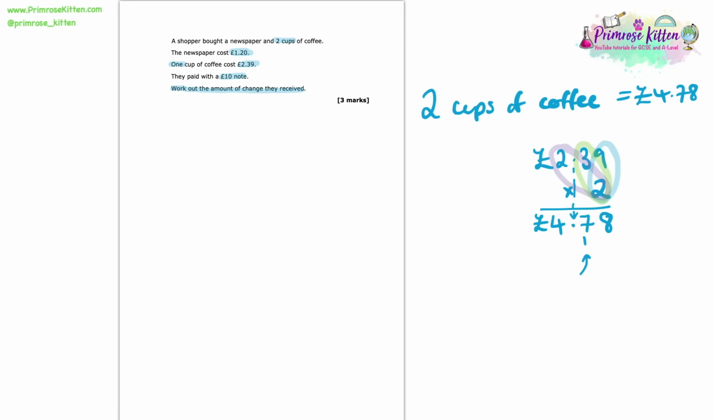So now we need to think, well, how much do we spend in total? So we've paid £4.78 for the 2 cups of coffee, but we've also bought a newspaper. So if we add those 2 numbers together, we will get the cost that we've spent in total. So 8 plus 0 gives us 8, 7 plus 2 gives us 9, put the decimal in the same place, and then 4 plus 1 gives us 5. So in total there we have spent £5.98.